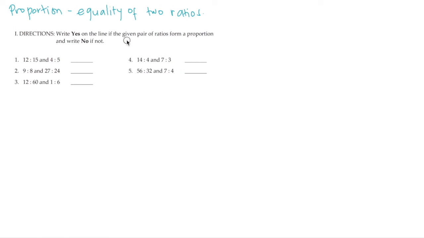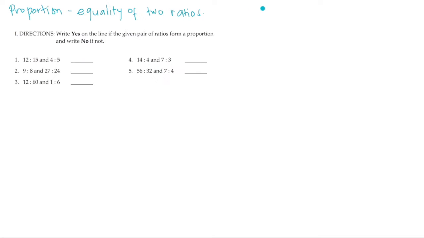Discuss proportion. We define proportion as the statement of equality of two ratios. Mamaya malalaman natin kung paano ba natin masasabi kung yung dalawang ratio ay equal or they are proportion. To determine, we have first to identify how are we going to write proportion. It can be written in three possible ways.